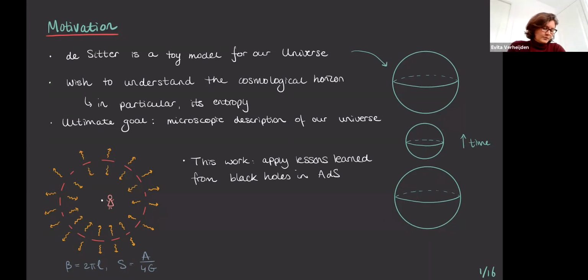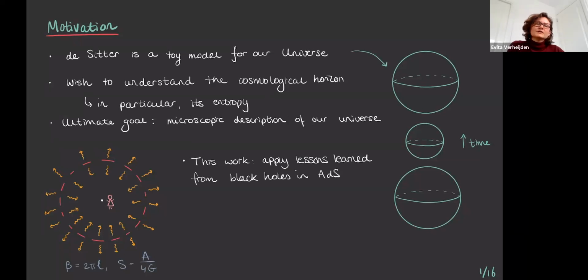And maybe the most salient feature of de Sitter space is the fact that any observer sitting inside de Sitter space is surrounded by what's known as the cosmological horizon. The cosmological horizon has a temperature and a corresponding entropy, and it's basically the end of what we see due to the expansion of space. And if we want to understand our own universe, it's important to understand the cosmological horizon, and in particular, its entropy, which is rather mysterious. And especially for me, I guess, this is working towards the goal of building a microscopic description of our universe.